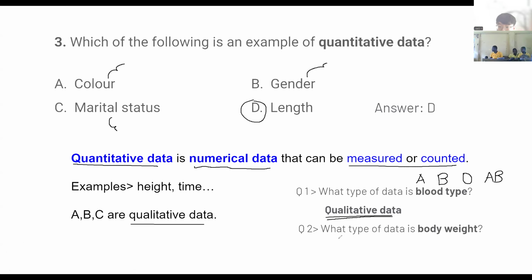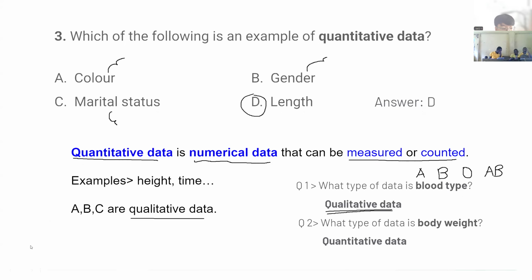Yeah, let's look at question 2. So what type of data do you think is body weight? Quantitative data. Oh, yeah, good job. It's quantitative data. Yeah, that's right.